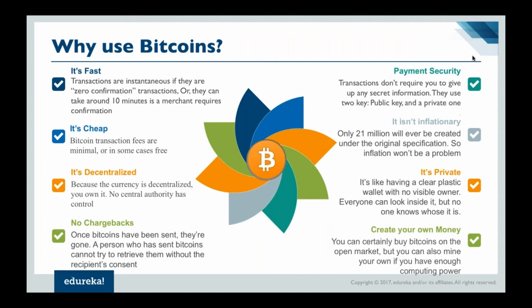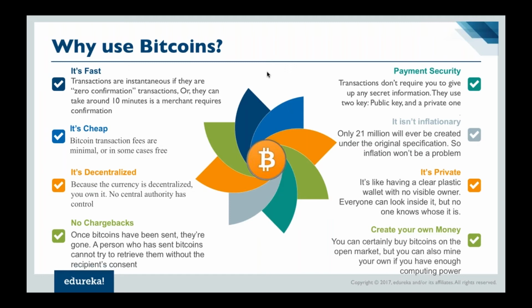It is not an inflationary currency. As we have seen earlier, only 21 million Bitcoins will ever be created under the original specification of the Bitcoin software. So inflation won't be a problem. There will always be a scarcity after the 21 million Bitcoins are already in circulation. It's like gold. It's not unlimited.